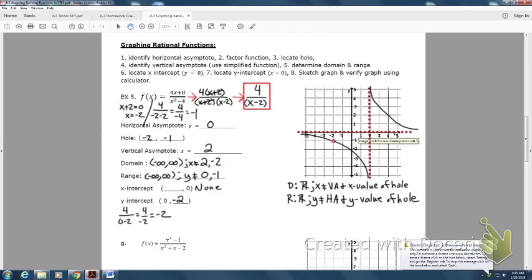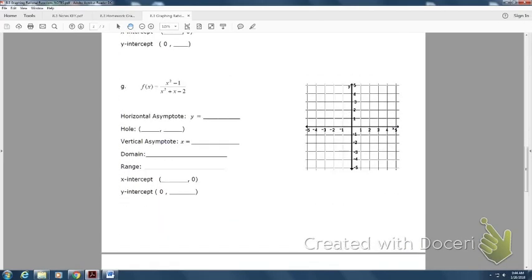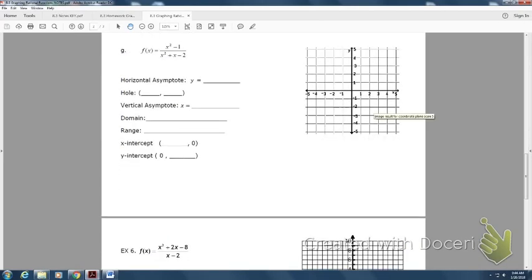Questions on all of this? Okay. Looking at the next one, what is the degree of the numerator? 2. What's the degree of the denominator? 2. So what is my horizontal asymptote? 1. I divide my leading coefficients, 1 divided by 1 is 1.